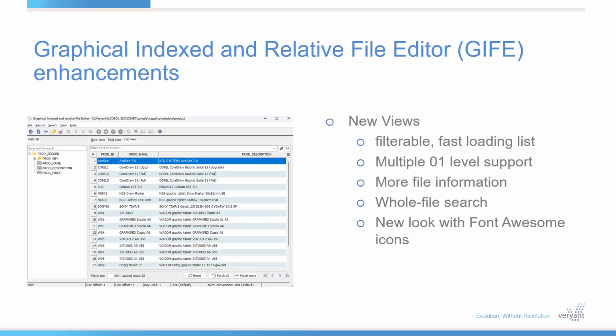There have been several Jiffy enhancements in recent versions, and even more in 2024 R1. I want to highlight all of them again, including the new views with their filterable and fast-loading controls, support for multiple 01 level descriptions, returning more file information in a whole file list view that includes a whole file search, and new icons using the Font Awesome font. We'll look at this more in a demonstration. So let's get started with that demonstration.